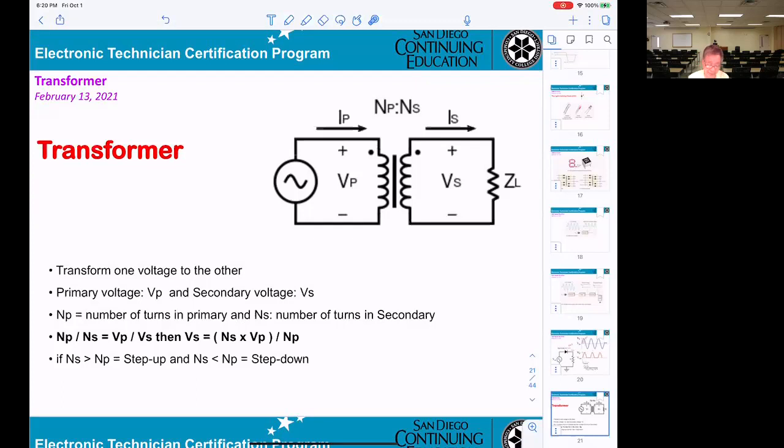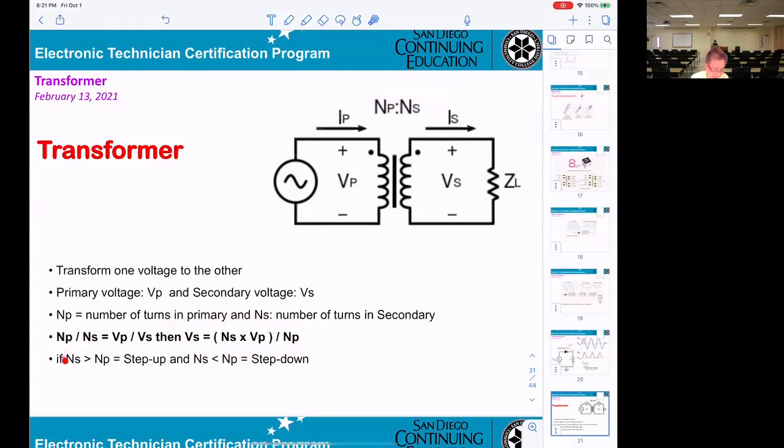Okay, and NS, how many turns for the secondary voltage. So you can calculate the secondary voltage using this formula: NS times V primary divided by NP. Okay, and also they can give it to you.